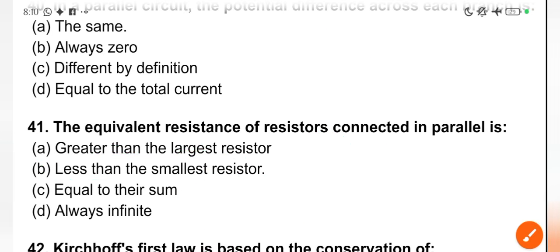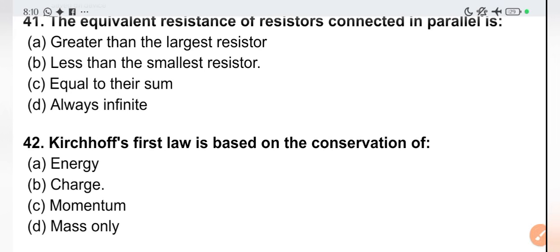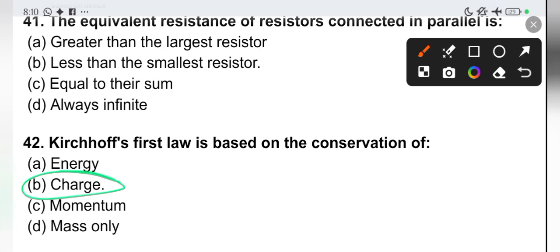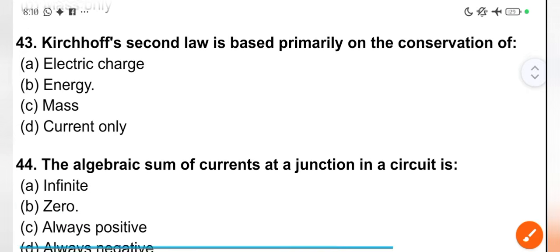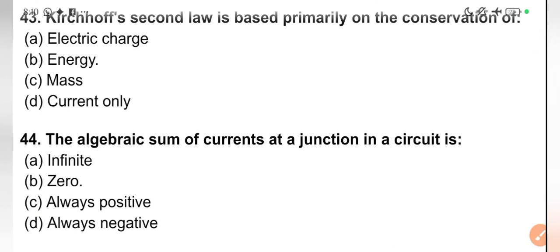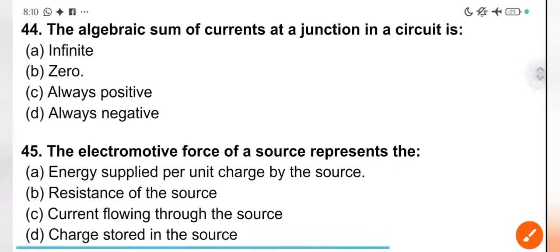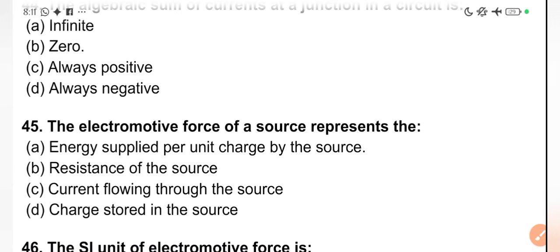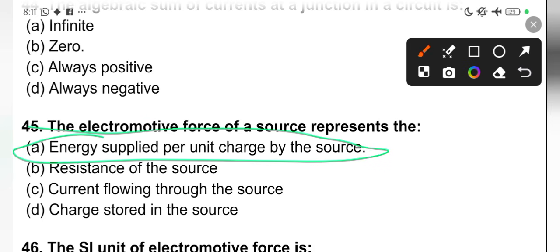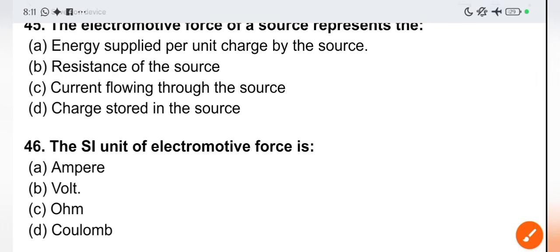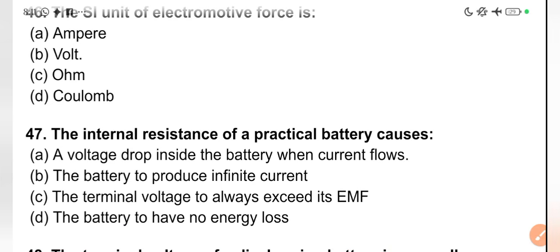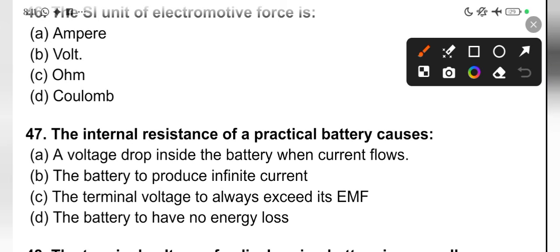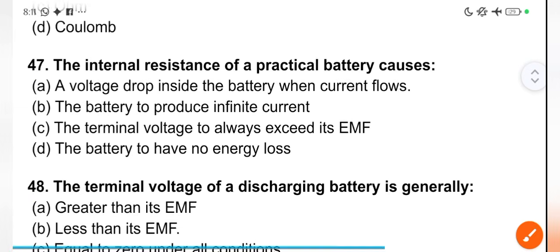Okay. All right, 42. Kirchhoff's first law is based on the conservation of charge. Kirchhoff's second law is based primarily on the conservation of energy. Please take note of this concept. The algebraic sum of currents at a junction in a circuit is always 0. The electromotive force of a source represents the energy supplied per unit charge by the source. The SI unit of electromotive force is volts. Okay. The internal resistance of a practical battery causes a voltage drop inside the battery when the current flows.